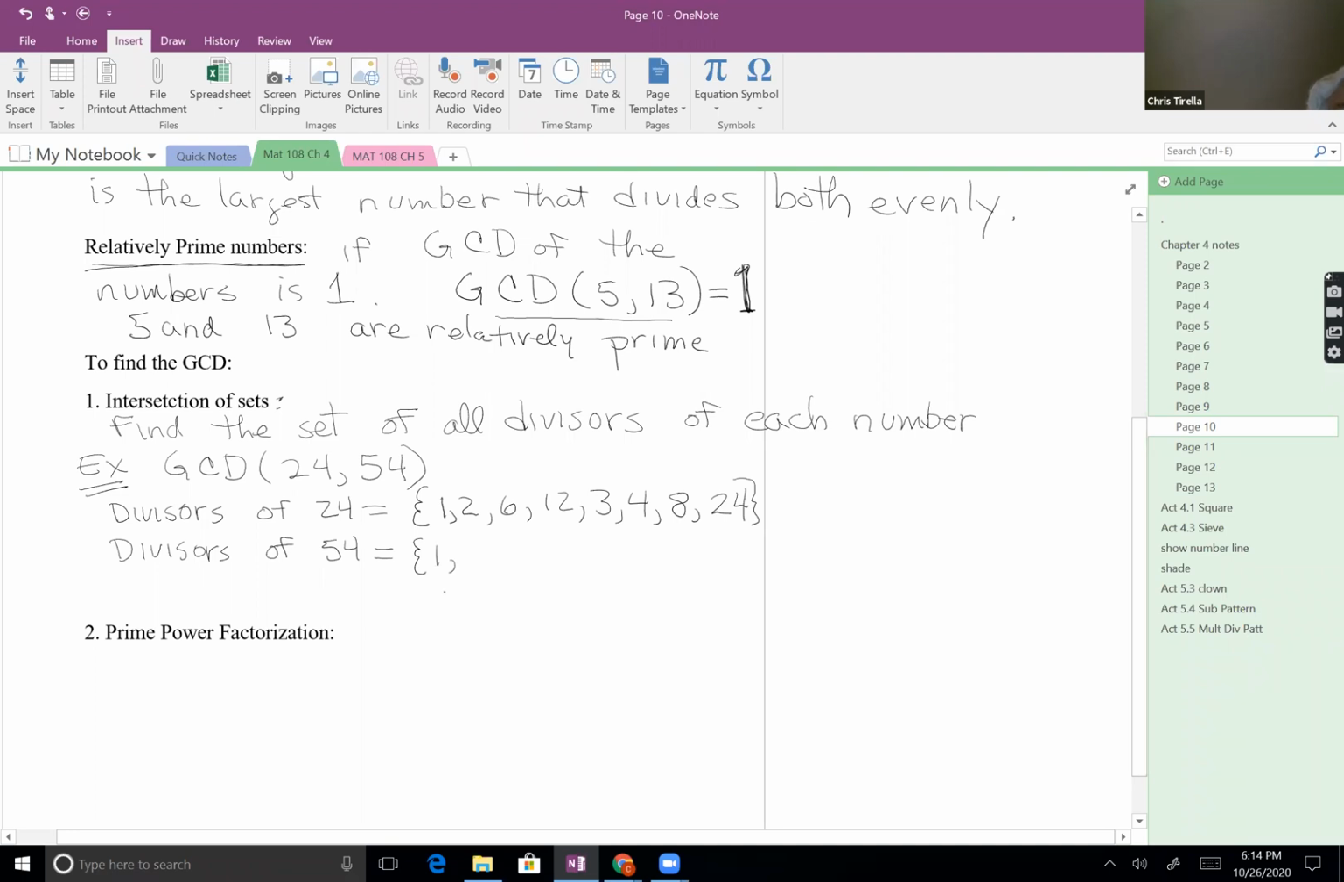1. I think 2 goes in there, right? Does 3 go in there? It should be able to, by both of them ending with 4. 3 should, because remember we had said 5 plus 4 is 9, and 3 goes into 9 evenly. 6. 9. No.